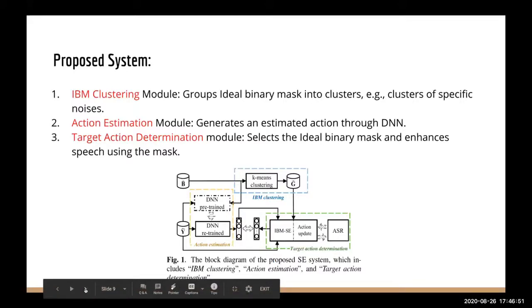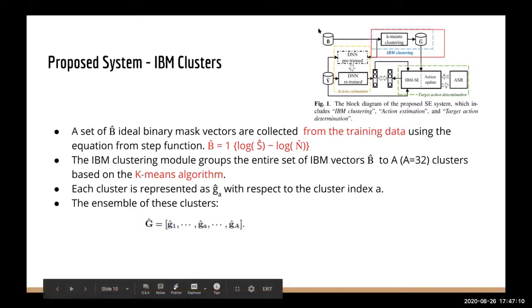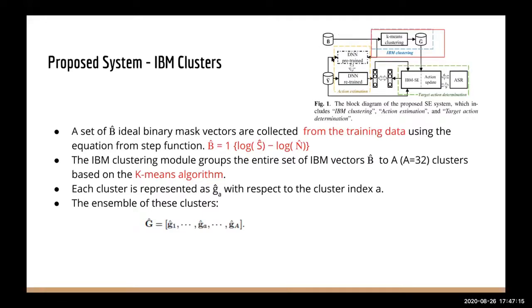So I'm gonna go to the first module, IBM clustering. In the IBM-based speech enhancement system, an ideal binary mask filter is computed for each feature vector. As you can see here, our input binary mask is collected from training data using the equation from the step function, this function mentioned by Parna.